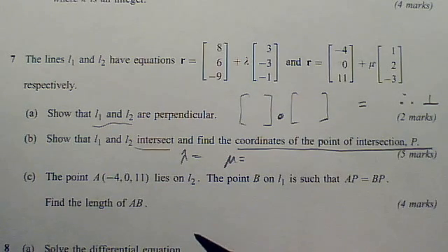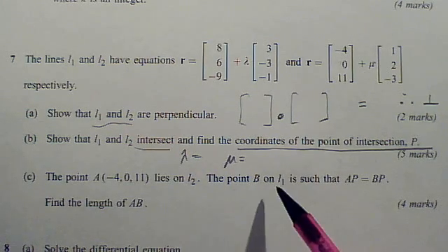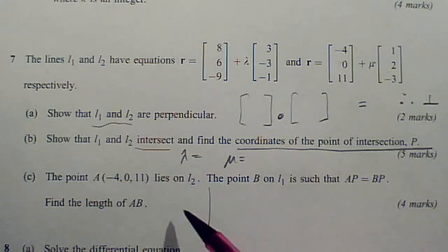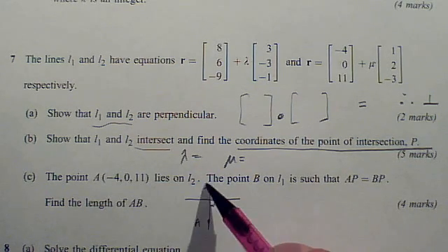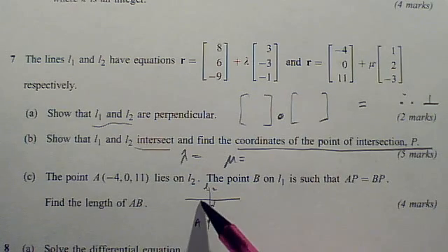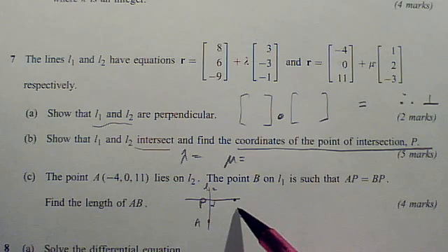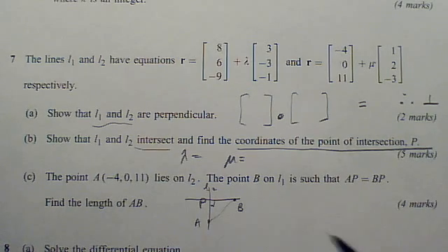This is where you need a diagram. Sometimes the diagram will help, sometimes it won't, but you won't know whether it will help unless you've had a go. So we've got lines L1 and L2, and we've got to remember we've shown they're perpendicular. And we've got the point A, which lies on L2, there, this is L2. P, of course, is the point of intersection, which is mentioned here, and AP equals BP, and we've got to find the distance AB.